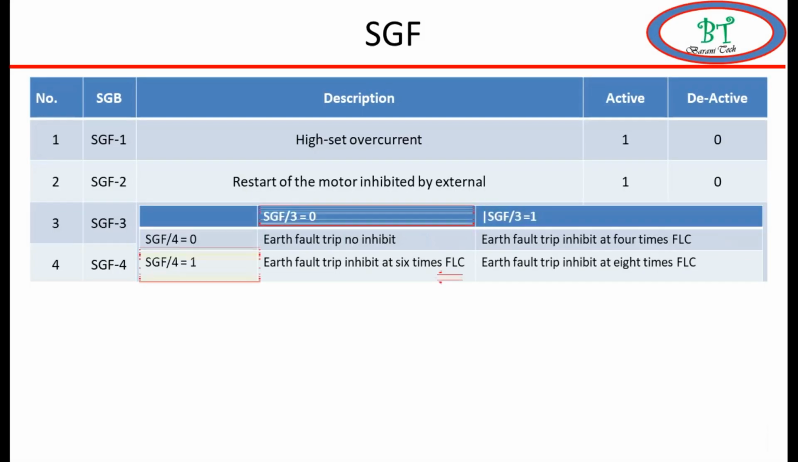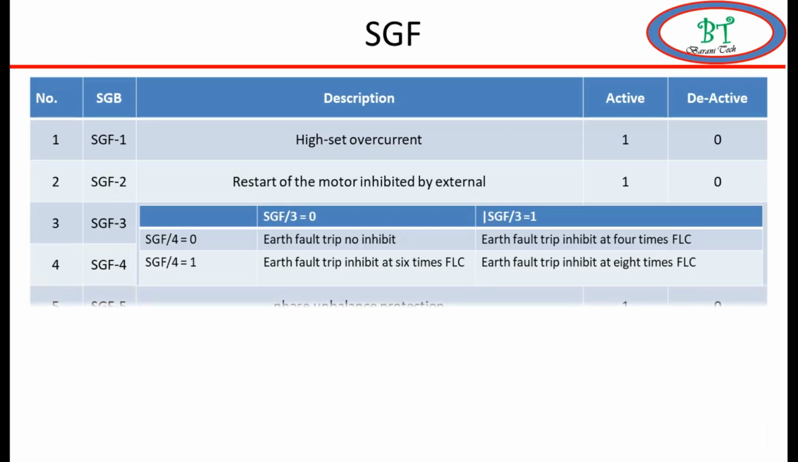Same way, when we keep SGF3 as 0 and SGF4 as 1, then the earth fault will be blocked only during the time the current reaches 6 times of full load current. Before it was 4 times, now it will go to 6 times. Same way, if we keep SGF3 as 1 and SGF4 also as 1, then the earth fault will be blocked only during the time the current reaches 8 times of the full load current, very high. These two functions mainly focus on blocking the earth fault during the starting time.